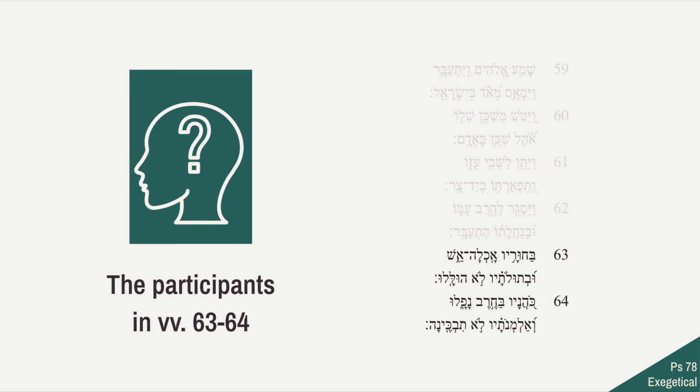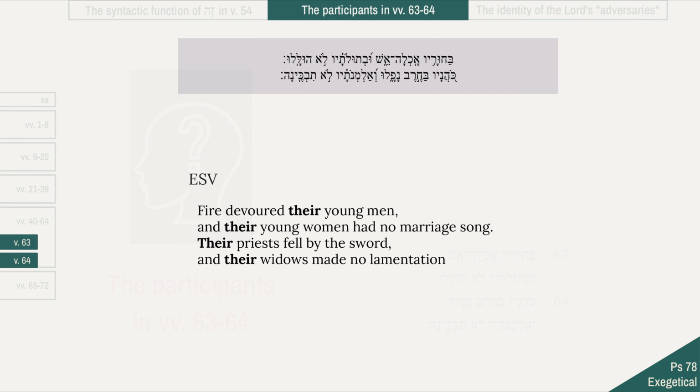Who do the pronouns in these verses refer to? Here's how the ESV translates these verses. "Fire devoured their young men, and their young women had no marriage song. Their priests fell by the sword, and their widows made no lamentation."